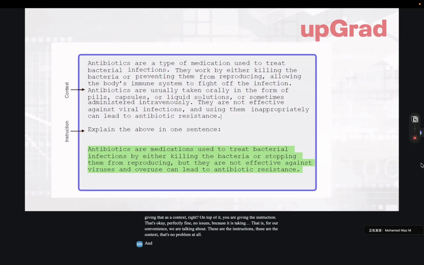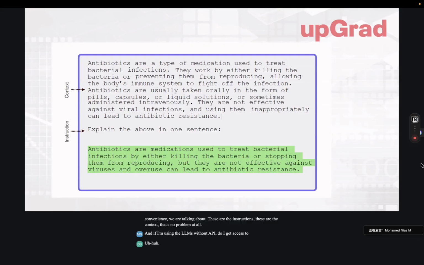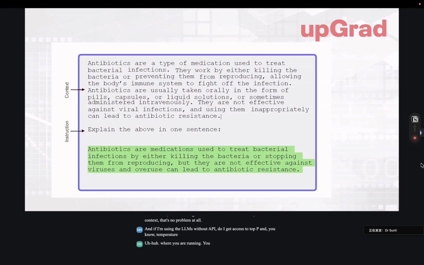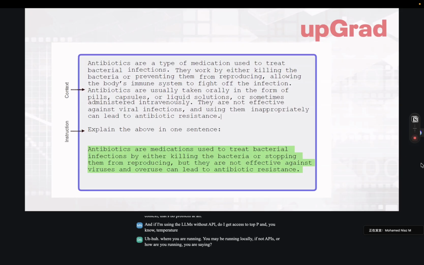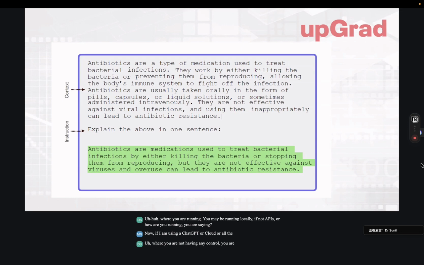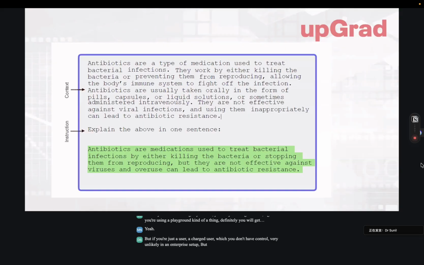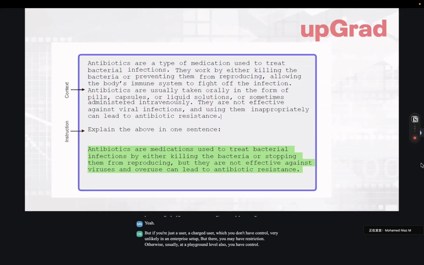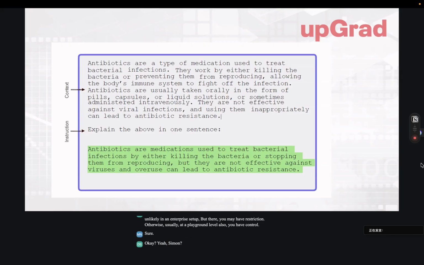And if I'm using the LLMs without API, do I get access to top P and temperature? Where are you running? You may be running locally, if not APIs, or how are you running? No, if I am using ChatGPT or Claude, where you are not having any control, you are just using it like that, right? Yeah. If you are using a playground kind of a thing, definitely you will get it. But if you are just a chat user, where you don't have control, very unlikely in an enterprise setup, there you may have restrictions. Otherwise, usually at a playground level you have control. Sure. Thank you. Okay.